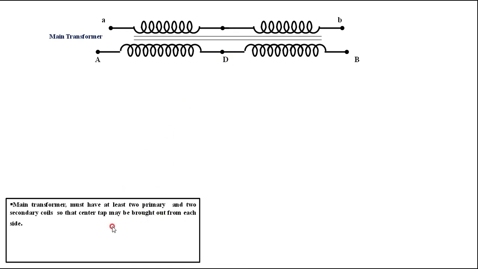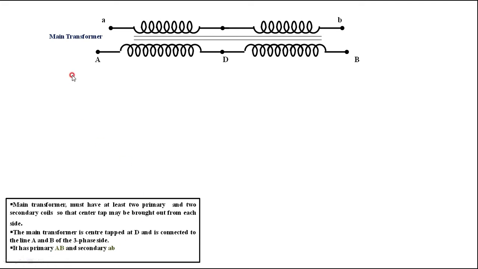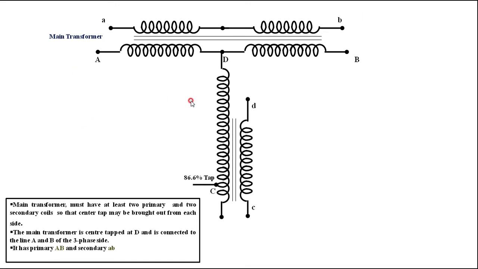This is the center tap. The main transformer is center tapped at D and is connected to the lines A, B of the three-phase side. This is A, this is B. I will get C, another point, from the teaser transformer. It has the primary winding AB and secondary winding small ab. That is, AB is the primary winding of the main transformer, small ab is the secondary winding of the main transformer. Now we have the teaser transformer.